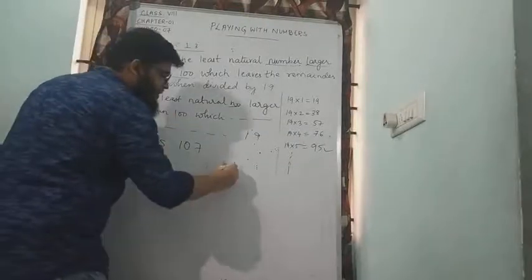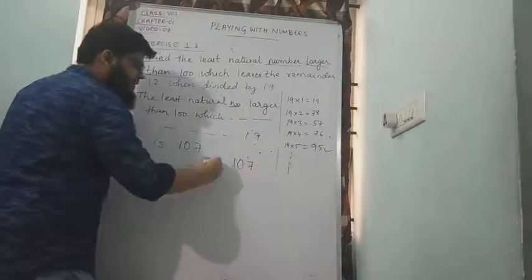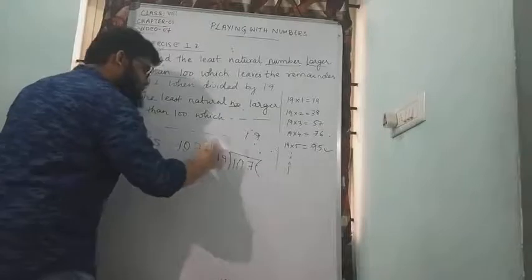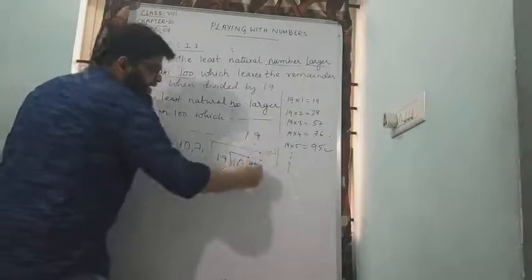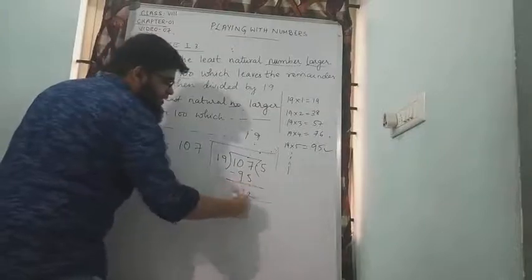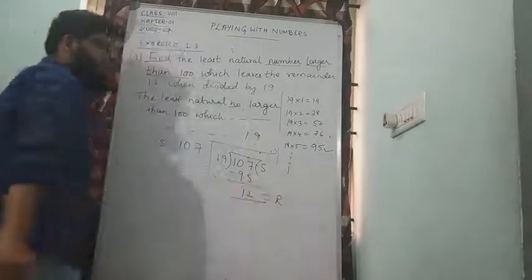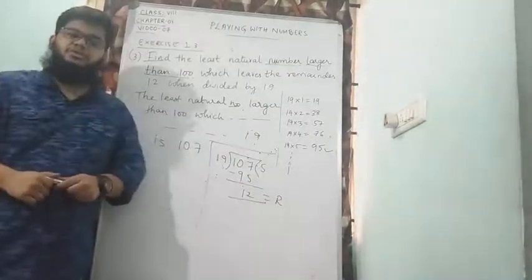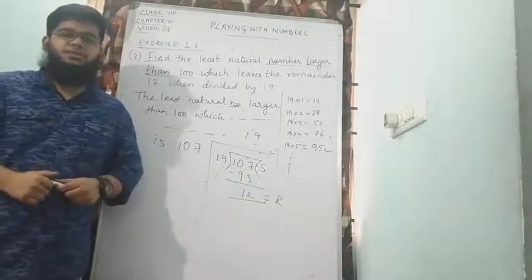And how to prove that? If you divide 107 with 19, you should also show this division part, okay? So 19 5s are 95 and 107 minus 95 is 12, and we are getting the remainder as 12. I hope you have understood this problem, and if you have understood, let us go to our next problem.